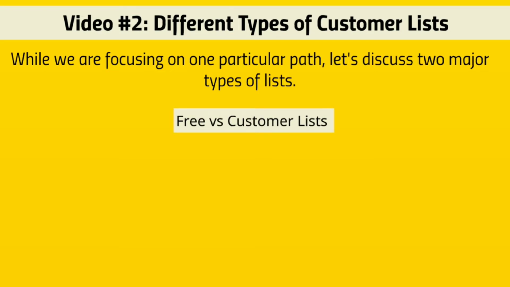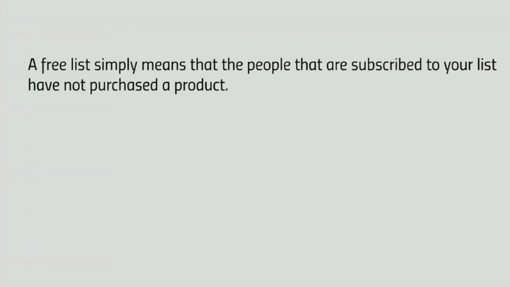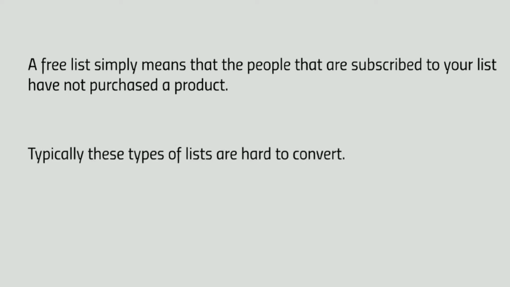So the two major ones are the free list versus the customer list. So a free list, let me explain the differences. A free list simply means that the people that are subscribed to your list have not purchased a product. So if you imagine you get onto a landing page or a squeeze page and they're asking for your name and your email and that's it, you're not buying anything. That is basically what a free list is.